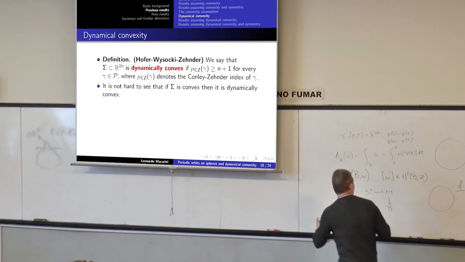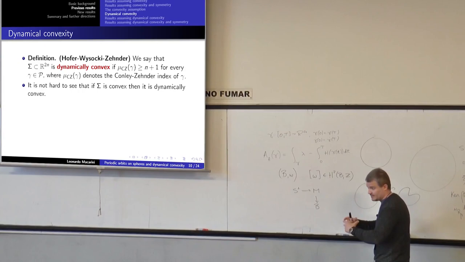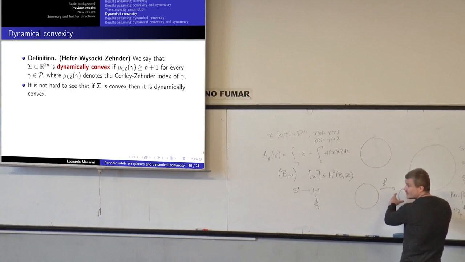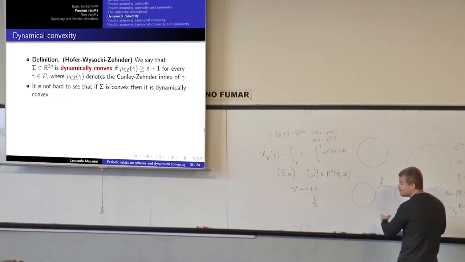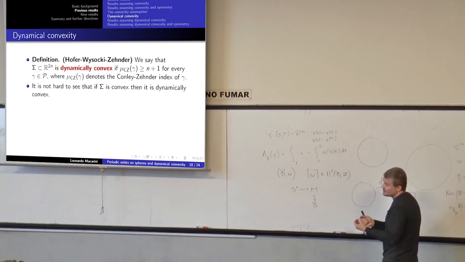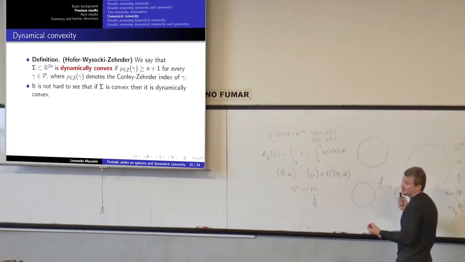Of course, dynamical convexity is invariant by symplectomorphisms. So if you take something convex, then the image by some symplectomorphism can be something that's not convex, but is dynamically convex. But the question is if there is some example of a dynamically convex sphere that is not given this way, by the image of a convex one by a symplectomorphism. This is an important and difficult question.